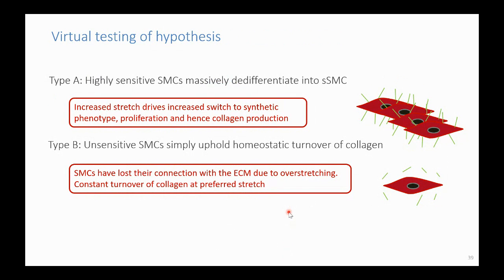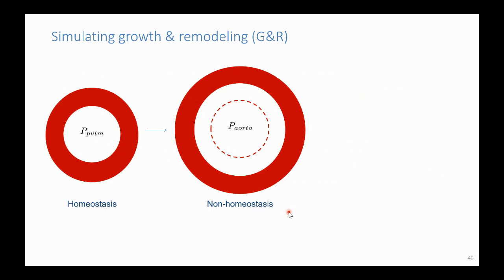and they will start to produce collagen as quickly as they can, let's say. Whereas in the type B, we hypothesize that if there is too much stretch, the smooth muscle cells lose their connection to the extracellular matrix, and they just do what they were always programmed to do, and they uphold a constant turnover of collagen as if nothing was changed with respect to their initial situation. So these are two types of remodeling that we tested in a virtual 1D situation. We did that in MATLAB. So we have an artery that's used to pulmonary pressure, and it's in homeostatic conditions.